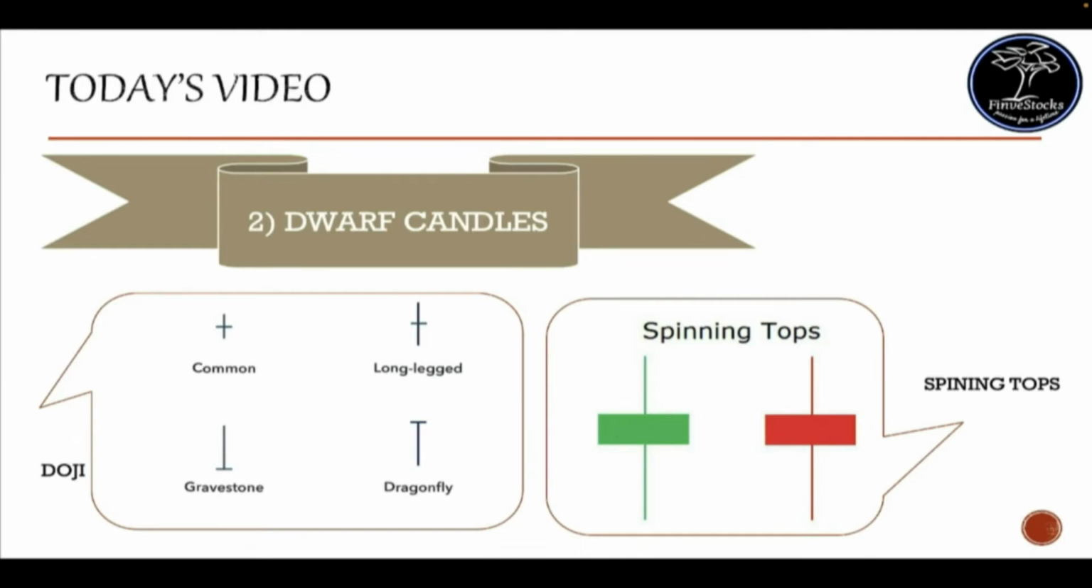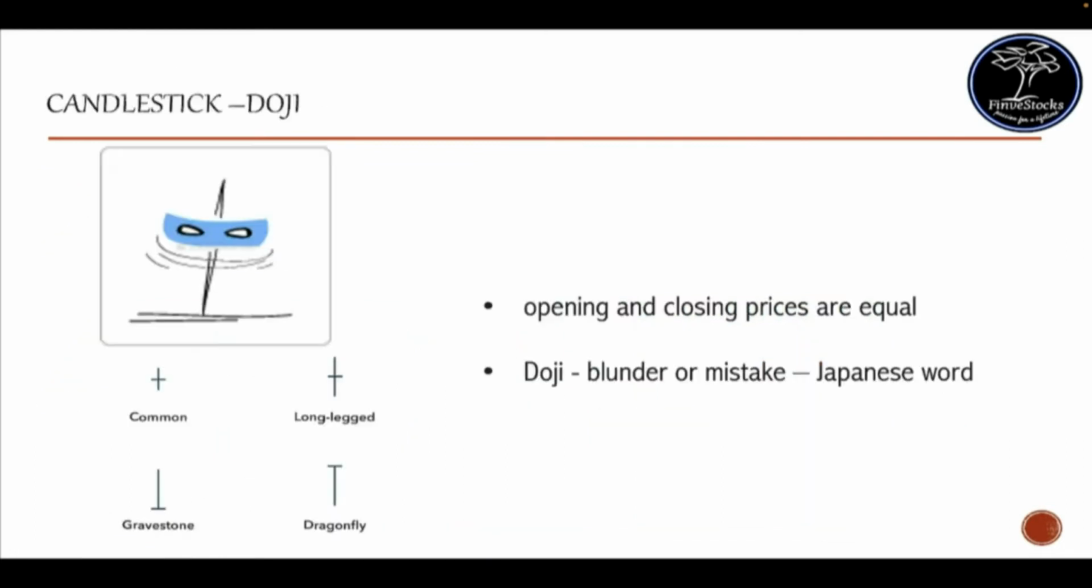When we say dwarf candles, it is compared with the previous candles. No need to measure the body of the candle and all. It is subjective. You only need to compare with the previous candle bodies. A dwarf candle is one where the body of the candle is very small or negligible. That means the opening price and closing price are almost the same, at almost the same level. If the body is small, that means there is a small gap between the opening price and closing price.